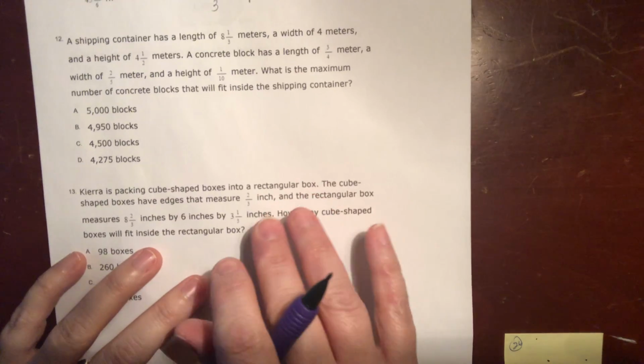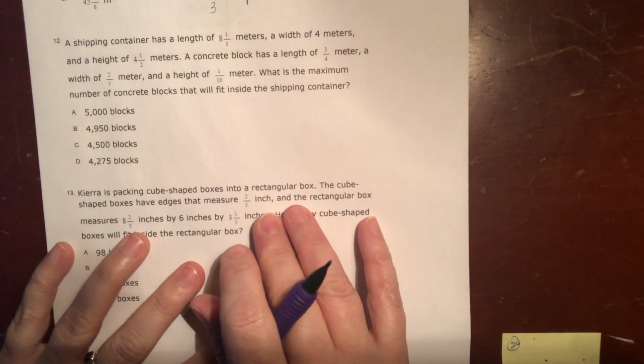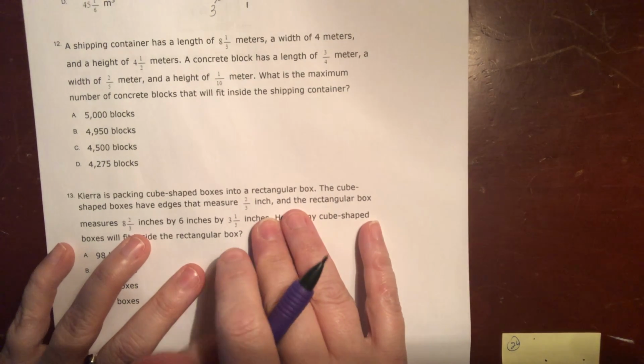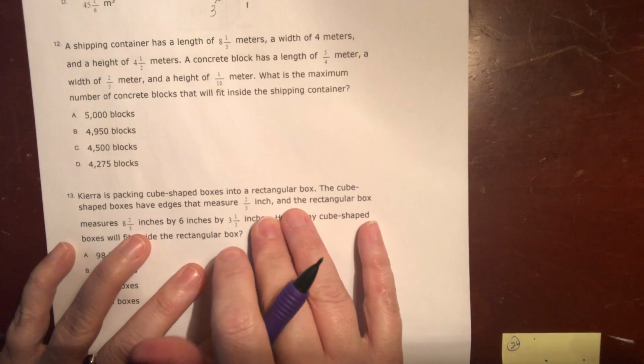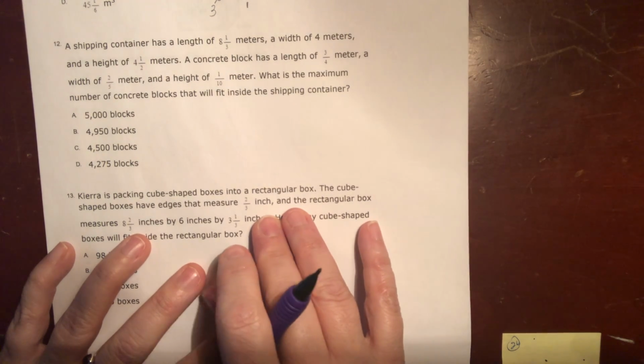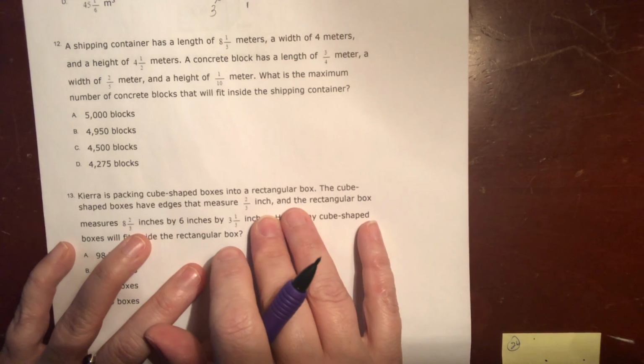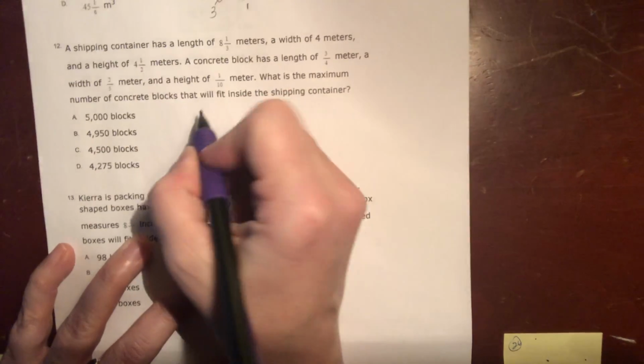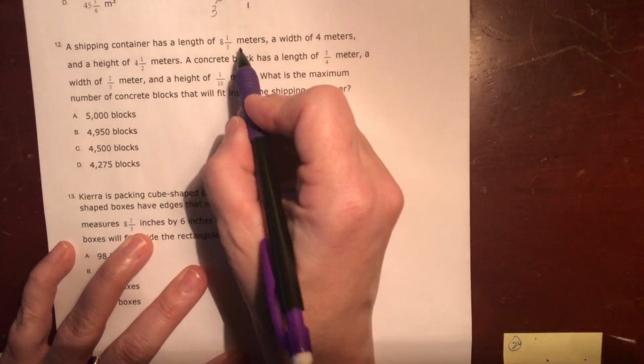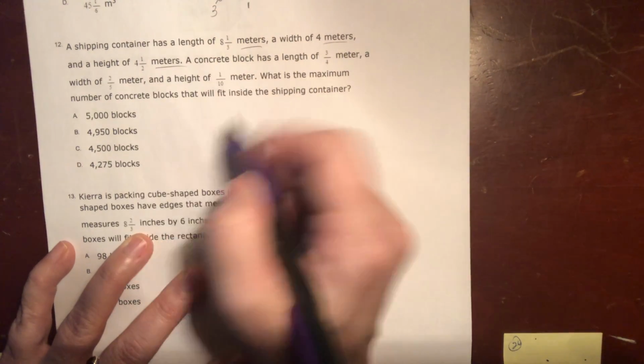We have a shipping container has a length of 8 1/3 meters, a width of 4 meters, and a height of 4 1/2 meters. A concrete block has a length of 3/4 meters, a width of 2/5 meters, and a height of 1/10 meters. What is the maximum number of concrete blocks that will fit inside the shipping container? All right, and it's all in meters. Check all the words, meters, meters, all meters.